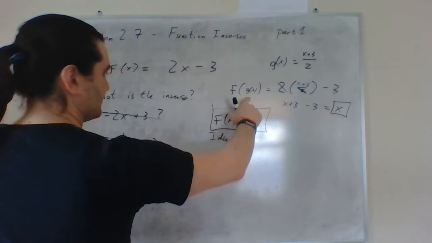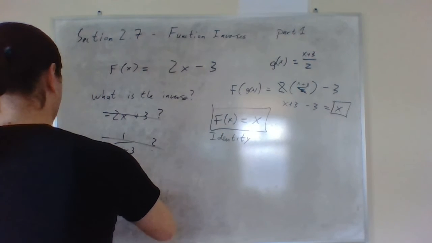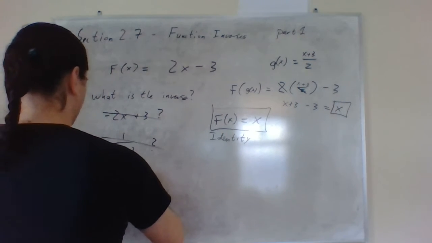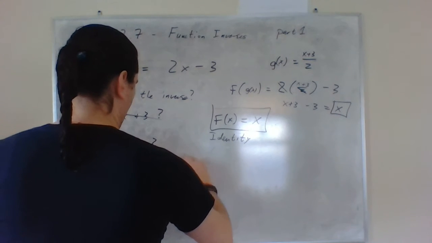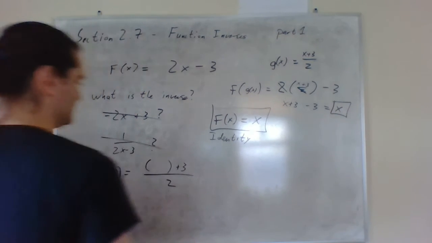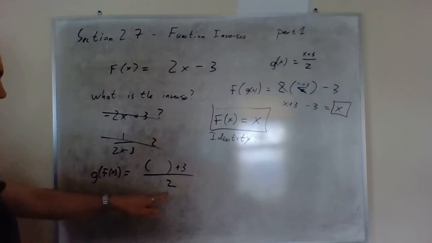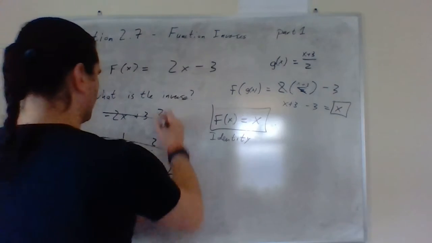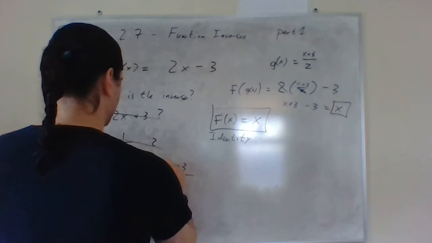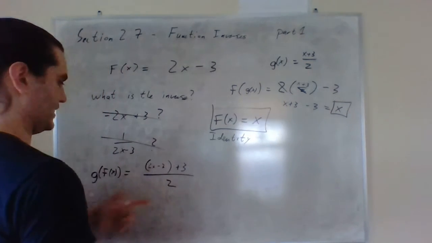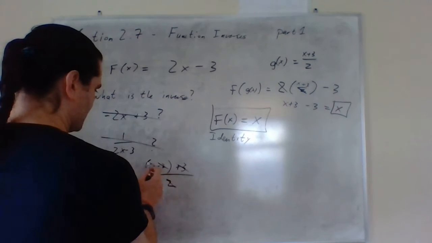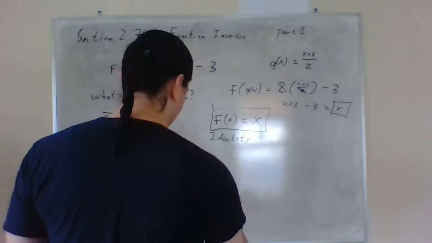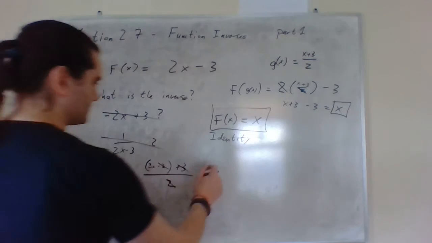So we've already done f of g of x, so let's do g of f of x. Let's look at what g does to things. G is going to take a thing, add 3, and then divide by 2. This is g. Inside of this, we're going to put f, so 2x minus 3. And now you start canceling things. The 3's cancel first, and then the 2's cancel, and you just have x.